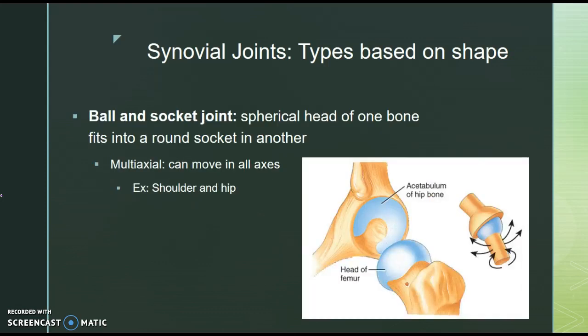And then the ball and socket joint, one we're very, very familiar with. You have the head of one bone fitting into the socket of another, and the head of the one bone is rounded. The best example of this is going to be your shoulder and your hip, and these are really the ultimate joints for movement. They can move in all of your axes, and they provide the most movement for you.